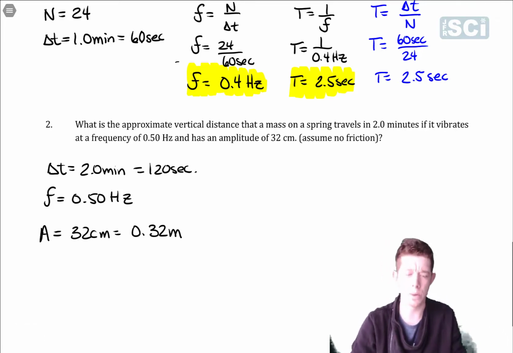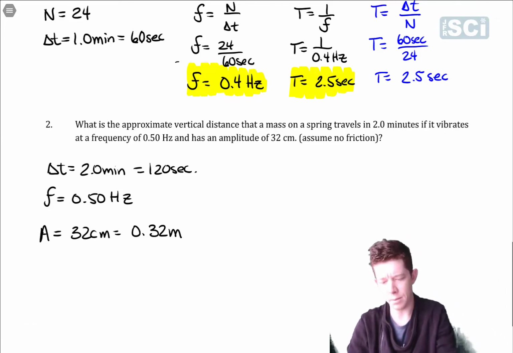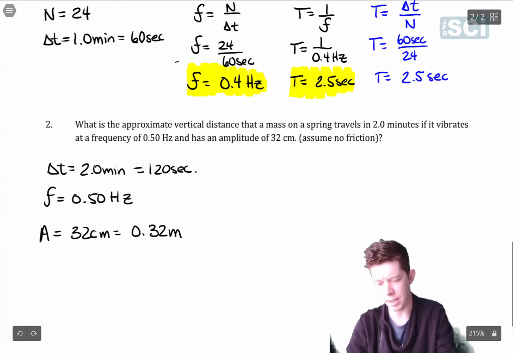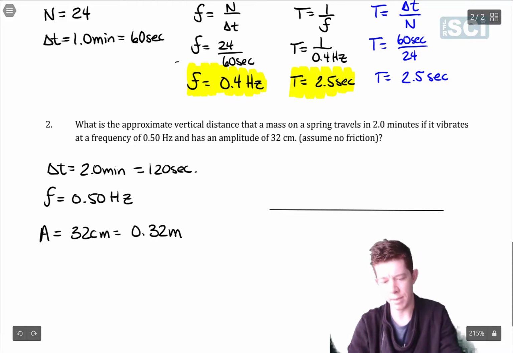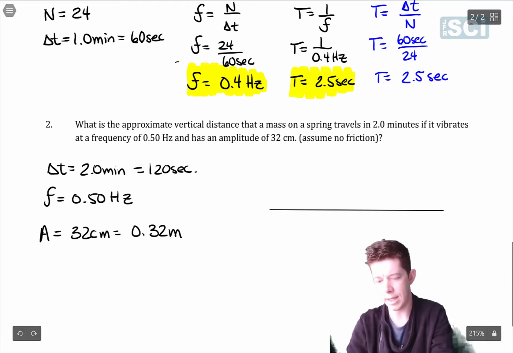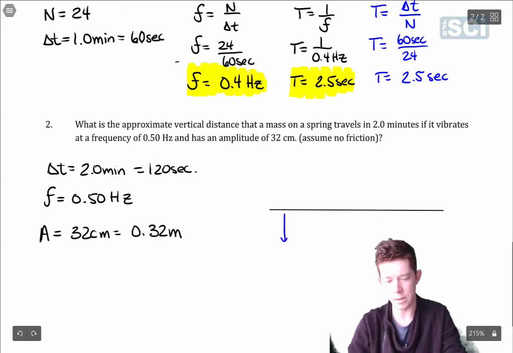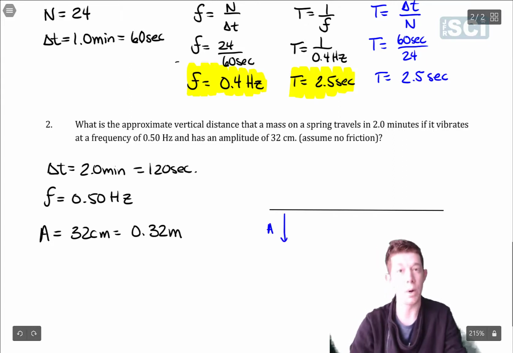Okay, so let's trace this out. Let's figure out what's going on here. So if I have my oscillations, here's my equilibrium position, and I have my pendulum and it's going to oscillate up and downwards. Let's say it goes downwards first, so it undergoes one amplitude. It's going to come back up to its equilibrium position. It's going to travel upwards to another amplitude and then back down to its equilibrium position.